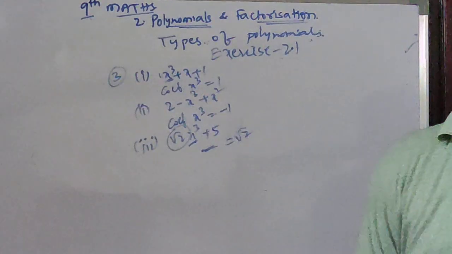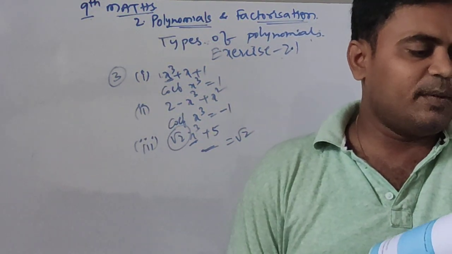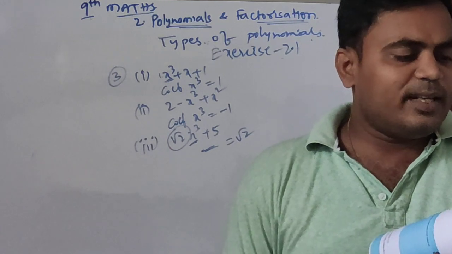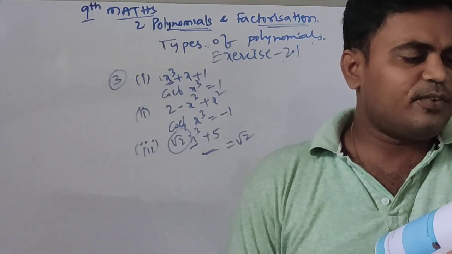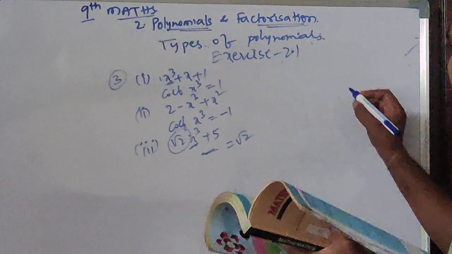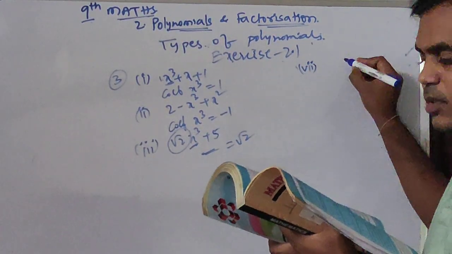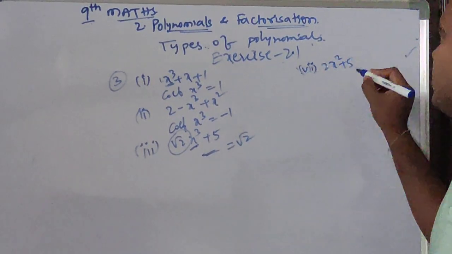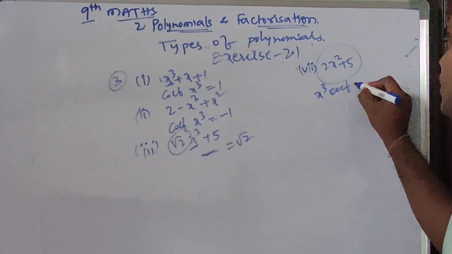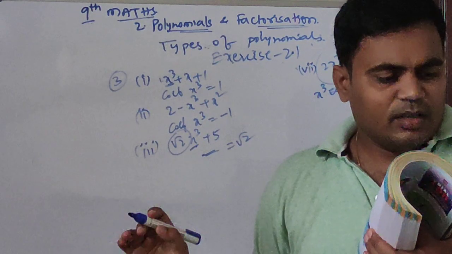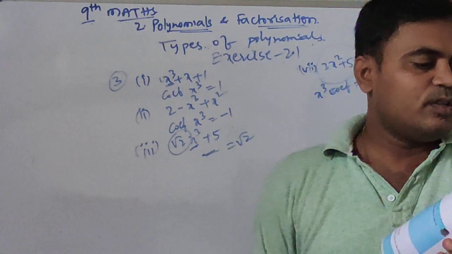Pi by 2 x cube plus x. Before x cube it is multiplied by pi by 2, so the coefficient of x cube is pi by 2. Next, minus 2 by 3 x cube. The multiple of x cube is minus 2 by 3, so the coefficient of x cube is minus 2 by 3. Next, seventh, 2x square plus 5. It doesn't contain any x cube, so the x cube coefficient is equal to 0. Next one, 4. It doesn't contain x cube, so the x cube coefficient is equal to 0.